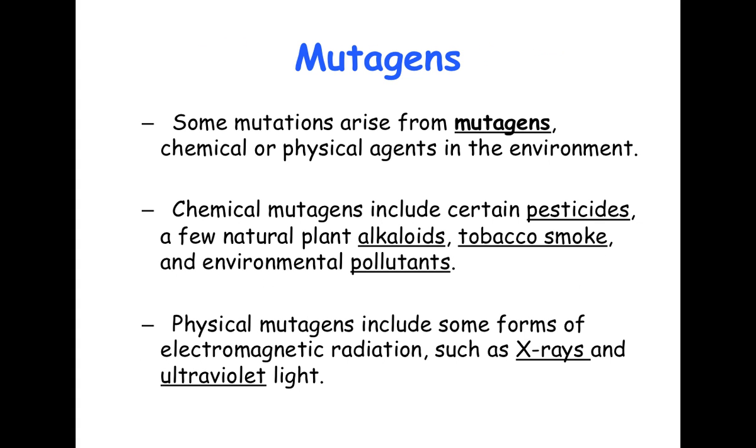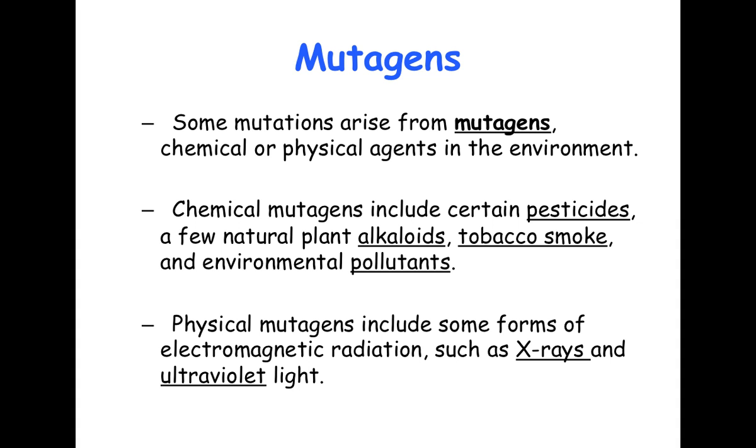So some mutations, though, arise from mutagens. These are chemical or physical agents in the environment. So these are actual things that will force mutations to happen. Certain chemical mutagens include things like pesticides, a few natural plant alkaloids, tobacco smoke, environmental pollutants, all of those types of things. Physical mutagens include things like X-rays and ultraviolet lights from the electromagnetic spectrum.